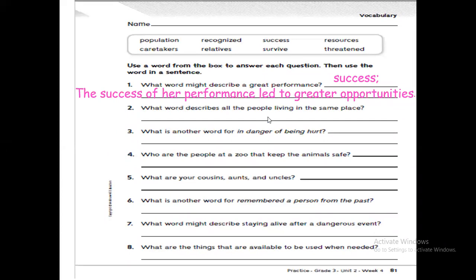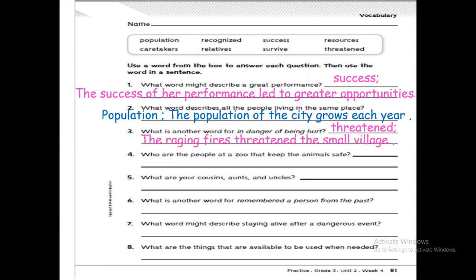What word describes all the people living in the same place? Population, like the population of the city or of the country. The population of the city grows each year. What is another word for endanger? Being hurt, threatened. Like, the raging fires threatened the small village.